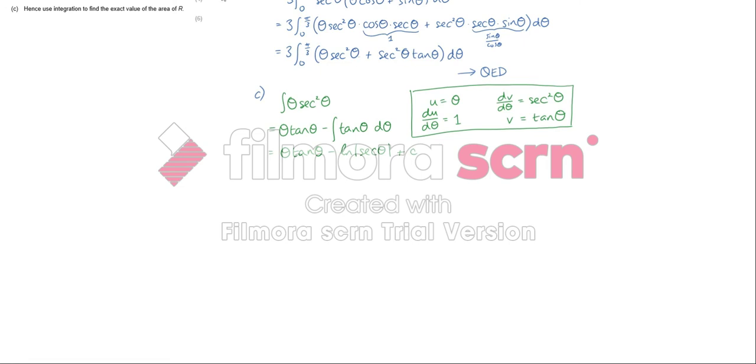Now let's have a look at the second one. Let's put a different colour for that. So this time we're interested in integrating sec squared theta multiplied by tan theta d theta. And we're going to use a guess and check type strategy. So we focus on what differentiates to what. It's tan theta that differentiates to sec squared theta. So focusing on tan theta, we're going to make a guess about what that would integrate to. So I'm going to put the power on it up. I'm going to make it tan theta all squared, or tan squared theta.